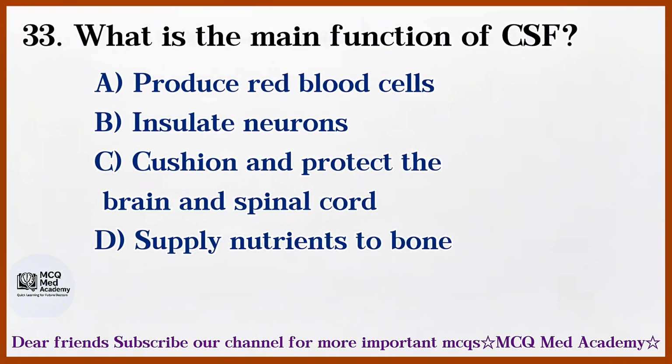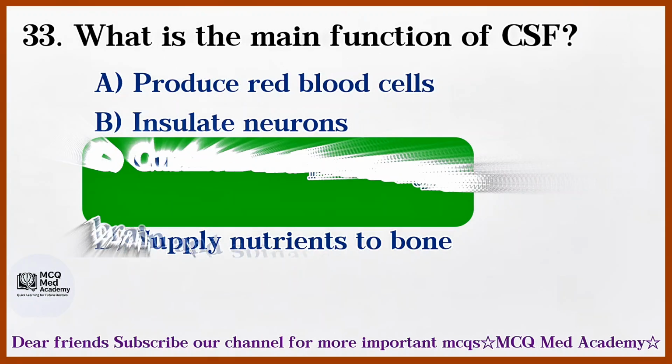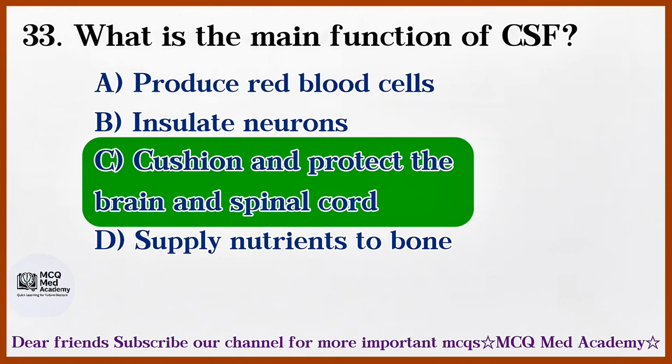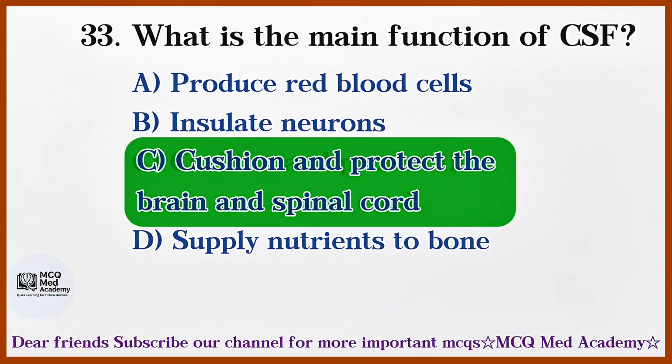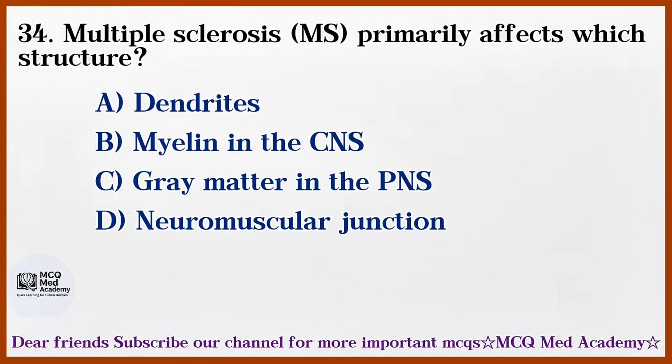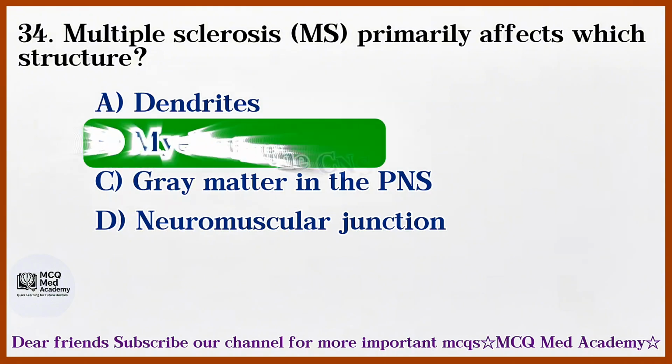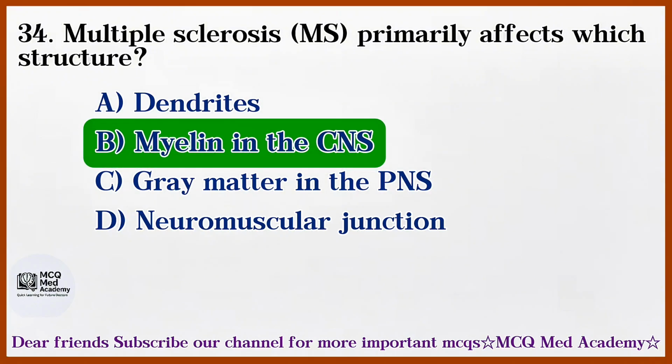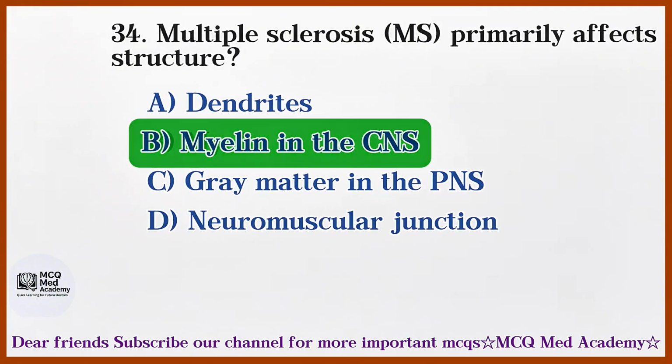33. What is the main function of CSF? Correct answer, C. Cushion and protect the brain and spinal cord. 34. Multiple sclerosis, MS, primarily affects which structure? Correct answer, B. Myelin in the CNS.